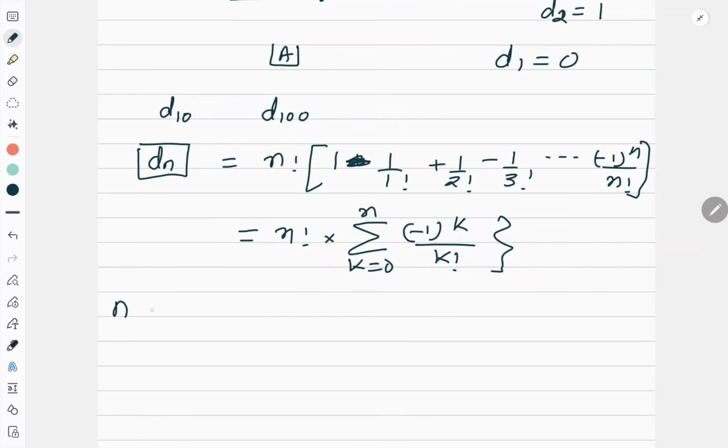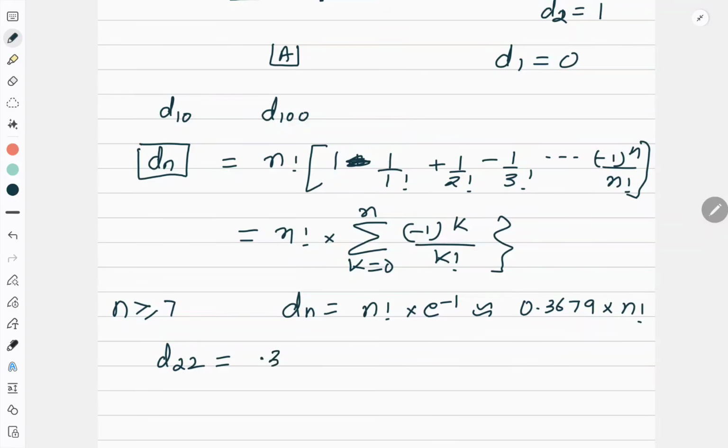Now in this, suppose n is greater than or equal to 7. So if your n value is pretty big, I can form this as an exponential series. So this is an exponential series, and in that case, whenever I have n greater than or equal to 7, my formula for Dn will be n factorial into e to the power minus 1, which is almost equal to, as we know the e to the power minus 1 value, 0.3679 into n factorial. So I can directly find this. So if I am asking you to find the value of D22, what you will be doing? 0.3679 into 22 factorial. Understood? So this is a simple formula.